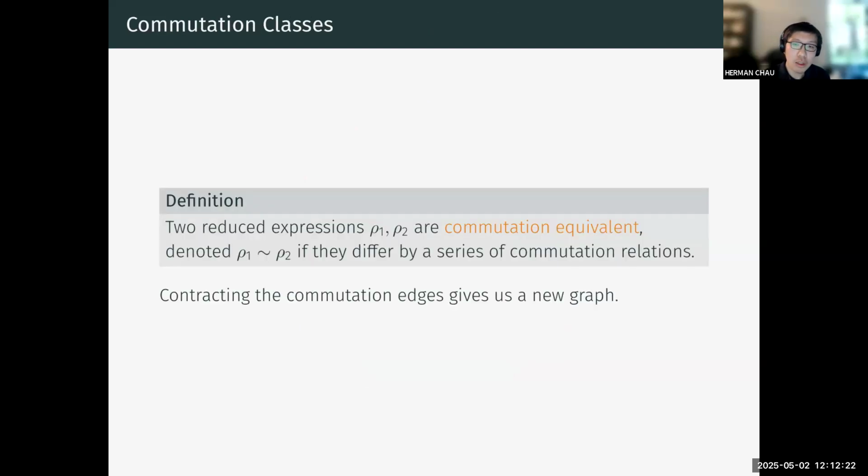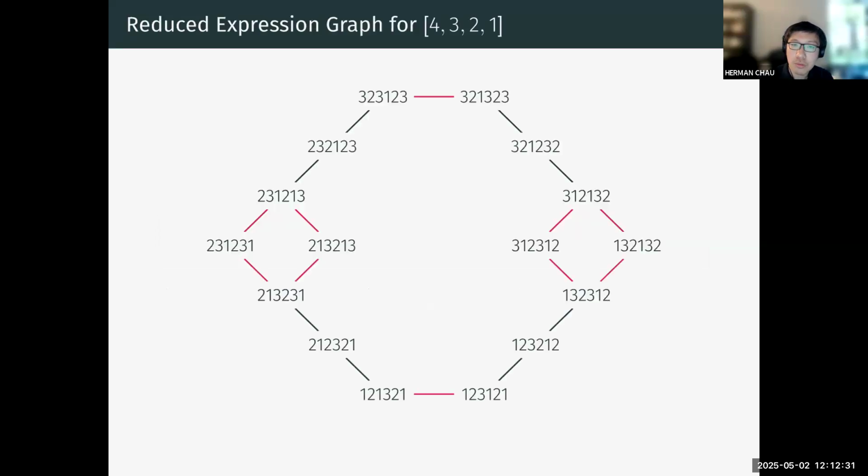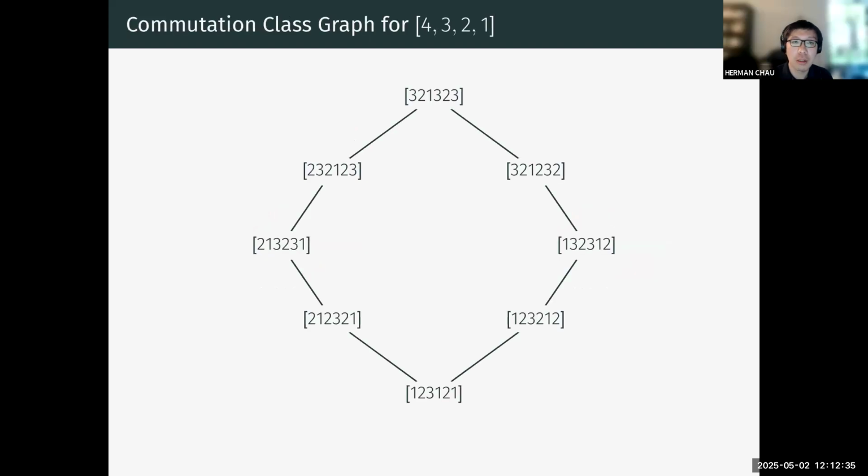So what we can do is consider commutation classes and obtain a new graph by contracting these commutation edges. If we did that, what we obtain is the simpler graph here. And this will end up being the second higher Bruhat order. The higher Bruhat order generalizes the weak order, and in the case of the second one, it is looking at these commutation classes of reduced expressions.